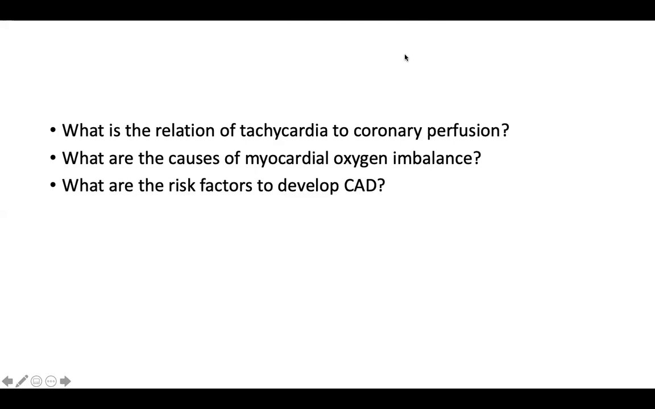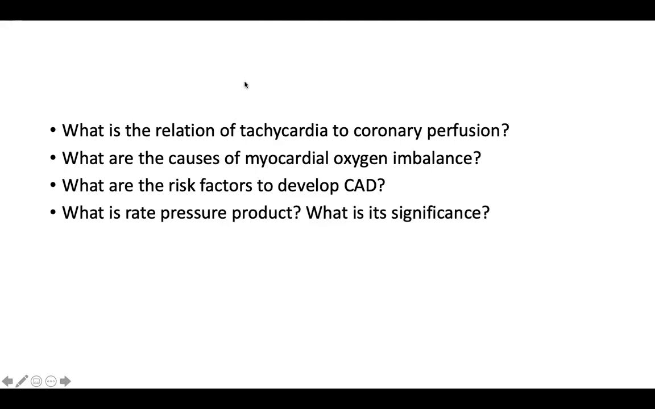Okay. Okay, sir. Yeah. So now, what is rate pressure product and what is its significance in anesthesia? What is rate pressure product? That is RPP. Rate pressure product is the multiplication of heart rate and systolic blood pressure. Okay, sir. Okay. So if this rate pressure product is more than 20,000, then the particular patient is at high risk of developing perioperative myocardial infarction.